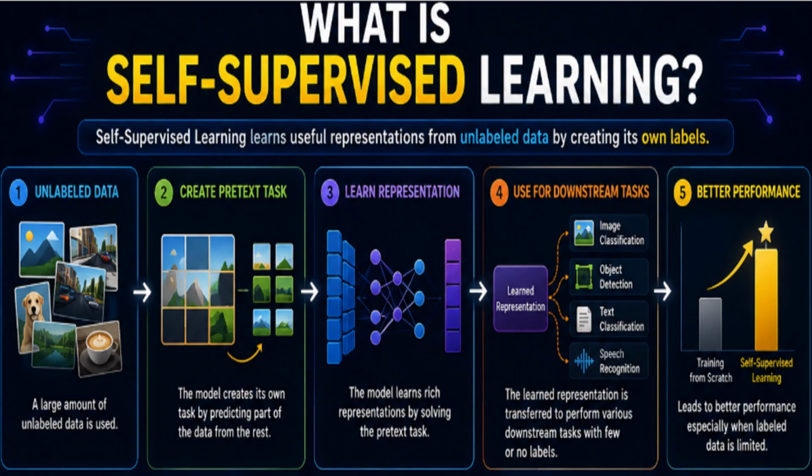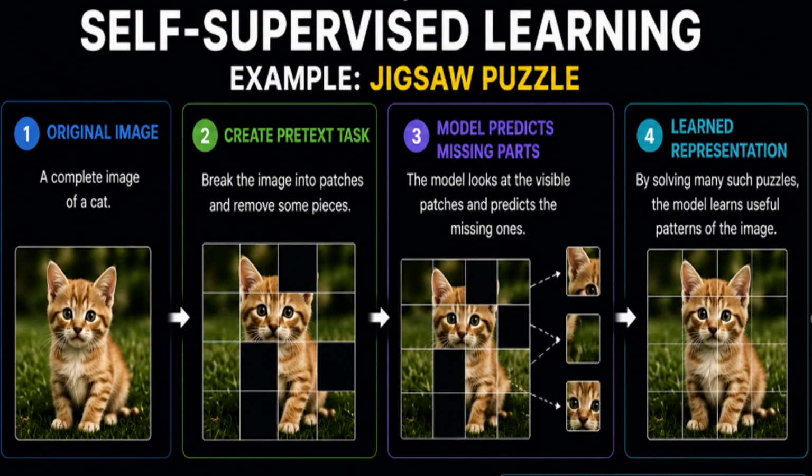Because the model learns from large amounts of unlabeled data, it performs better even when only a small amount of labeled data is available. This makes self-supervised learning a powerful approach for building accurate AI models while reducing the need for manual labeling. Let's understand self-supervised learning with a simple example.